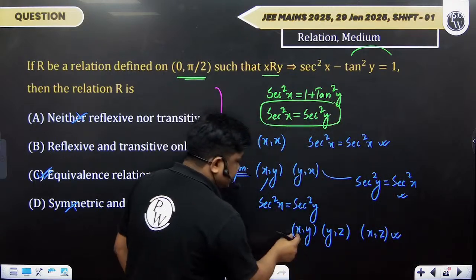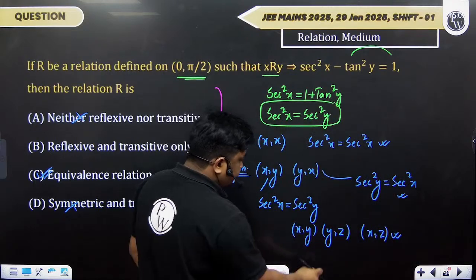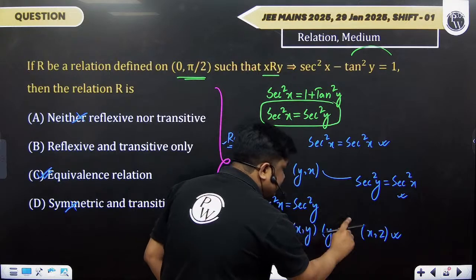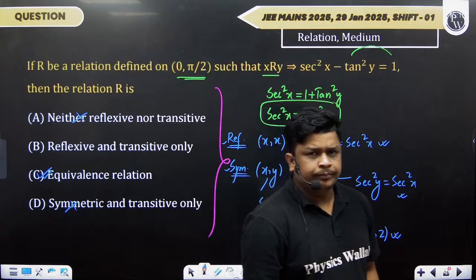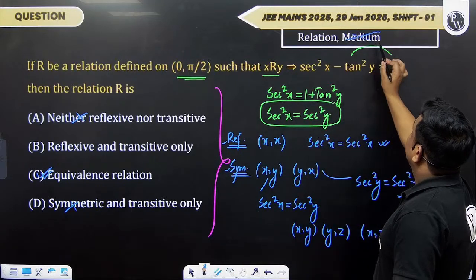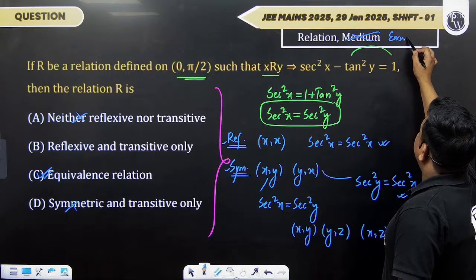This means secant square x equals secant square y. This means secant square y equals secant square z. That means obviously secant square x is equal to secant square z. So this is a very easy level question.